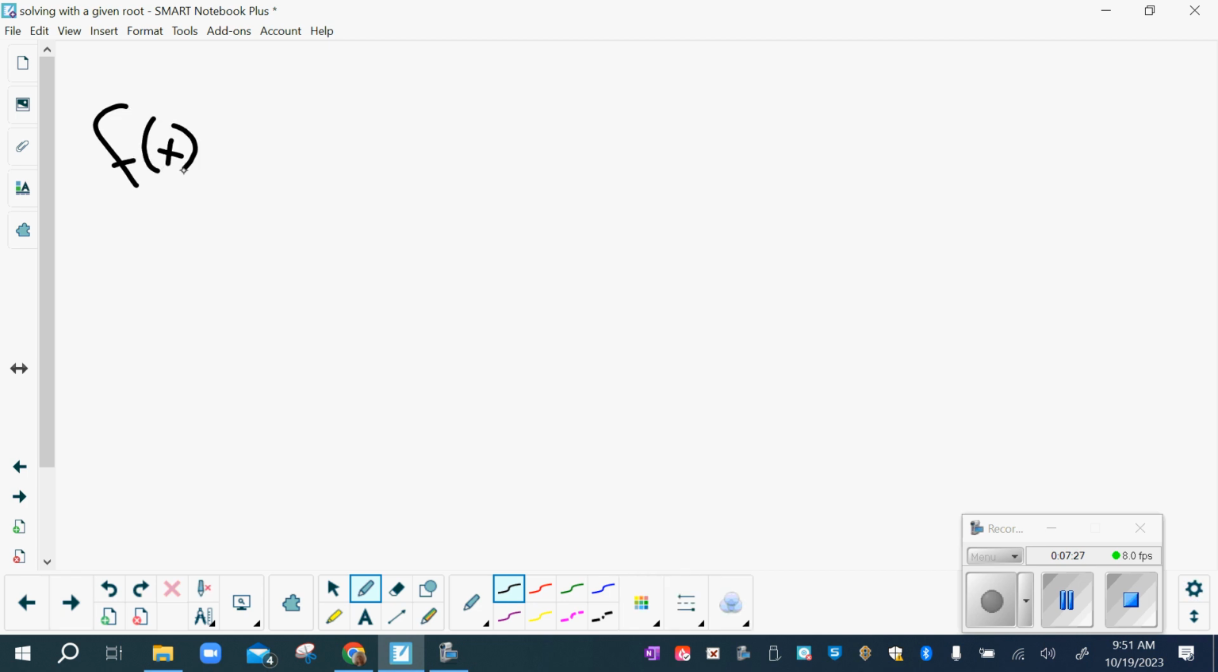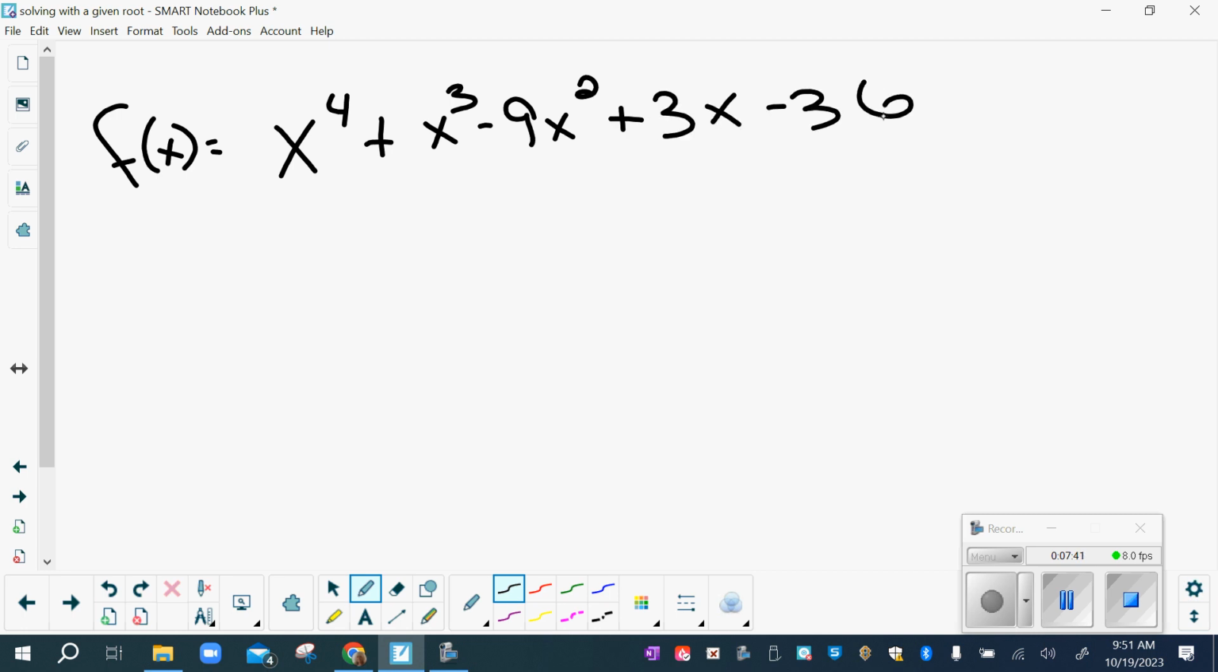F of X, I like this one. I do not know why I like these so much, but I do. Here you go, write it down, do it. Own it. Live it. Oh, we're looking for 4 answers. Take a look at this one.